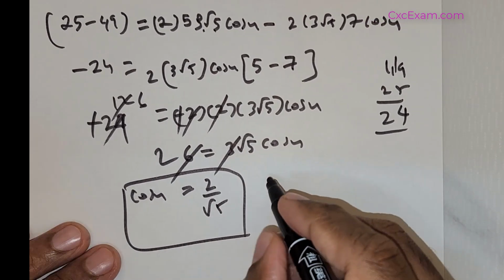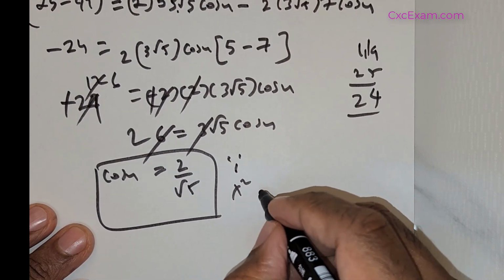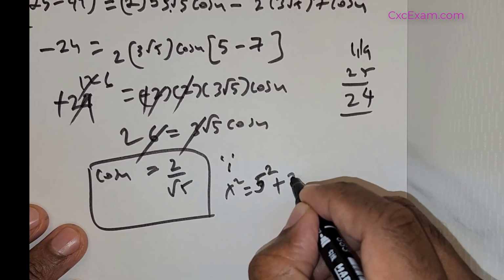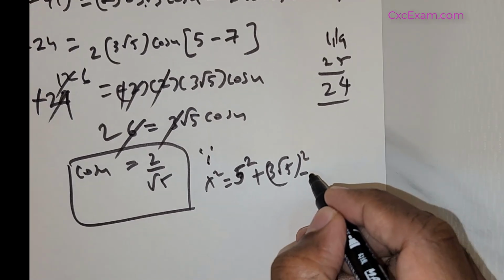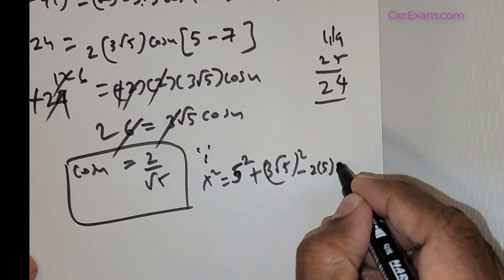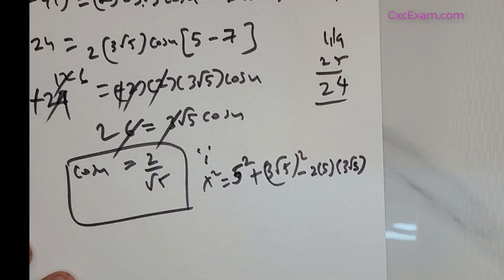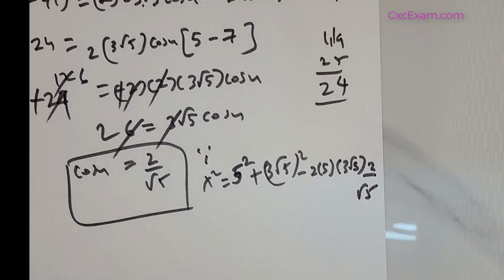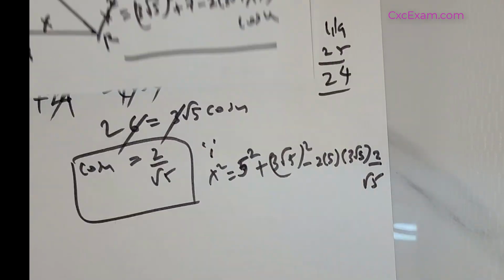Now I'm going to take this and substitute it in x squared is equal to 5 squared positive 3 times the root of 5 squared negative 2 times 5 times 3 times root of 5, and cos u is 2 over root 5. I'm going to substitute it here. That's the first system that we created. You see here, this is a system. I'm substituting it over there.